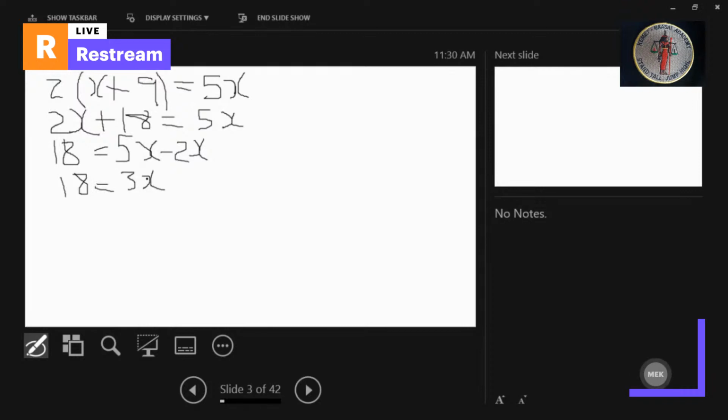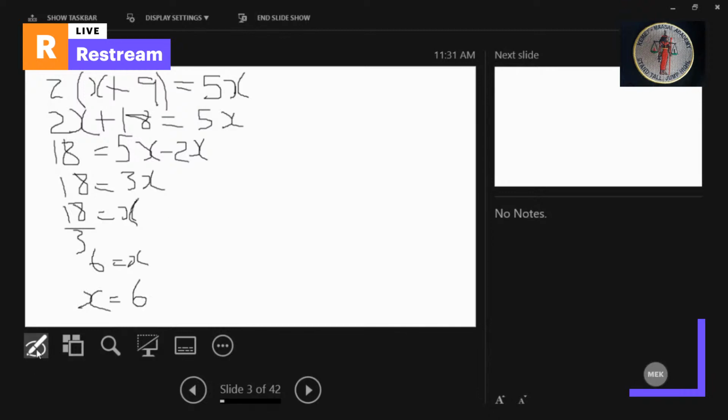So now I'm multiplying the 3 and the x. So to get rid of the 3, I need to divide by 3. So it will be 18 divided by 3. So x is 6. And then I can just rewrite it, putting the x on the left. So x equals 6.